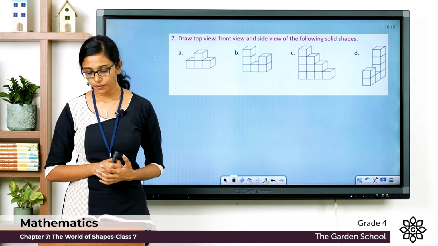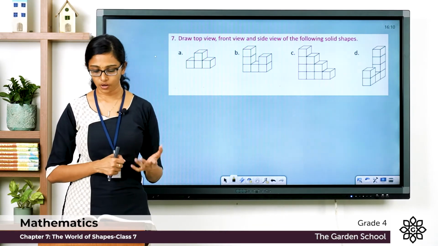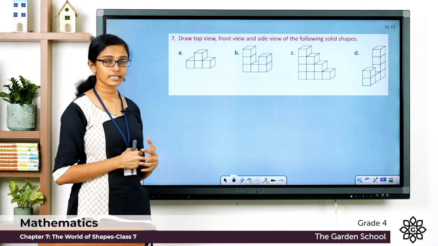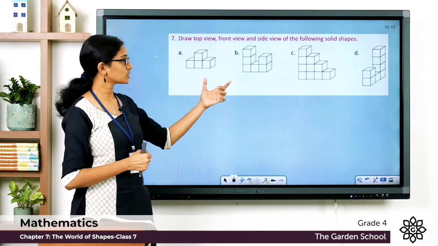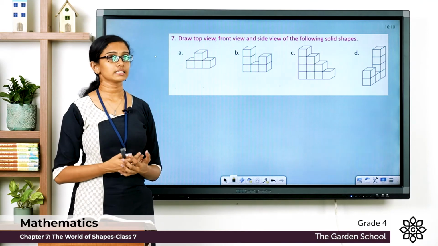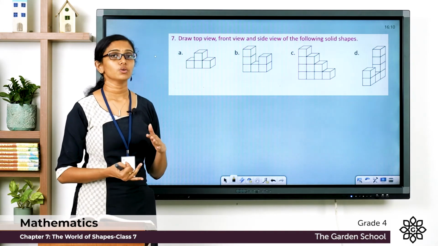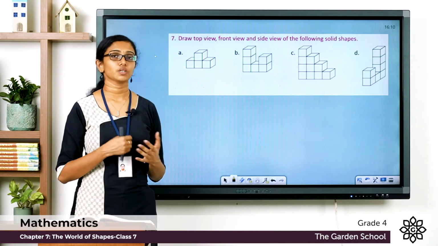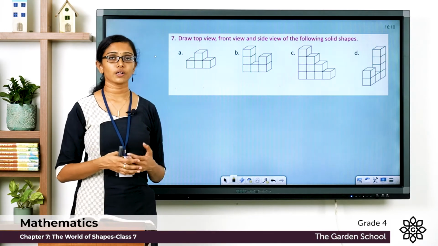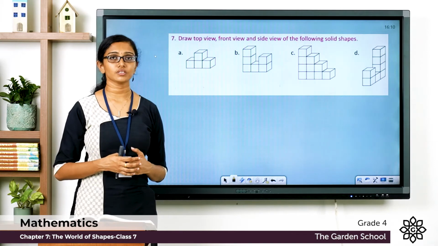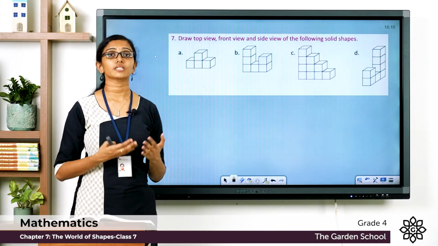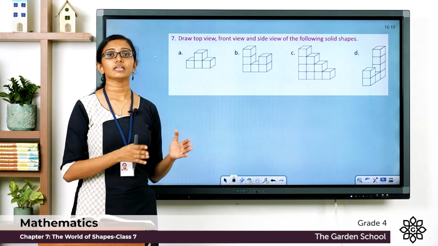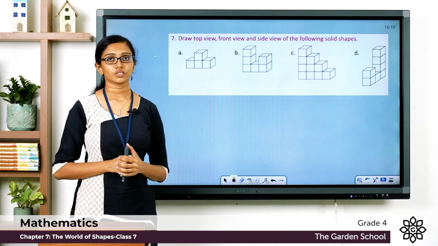Draw the top view, front view and side view of the following solid shapes. You can see 4 figures here, or 4 different arrangements of cubes. You've already seen what the front view, side view and top view of a 3D object are. When you view something from the front, it's called the front view or the front elevation. When you view it from the top, it's called the top view or the plan. When you view it from the sides, it's called the side view or the side elevation.